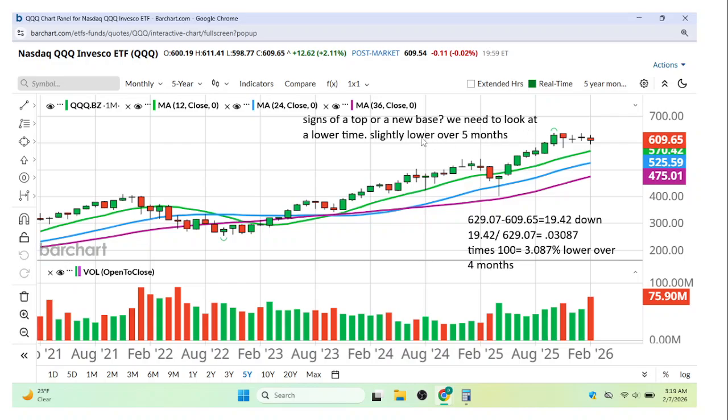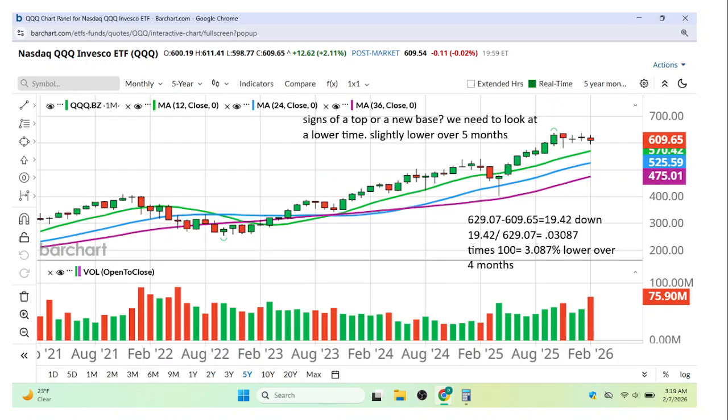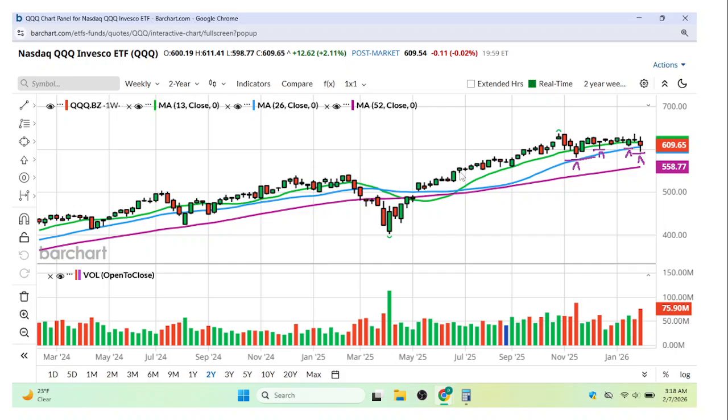So we need to look at a lower time frame, I think, to get some more information, and maybe even look at some of the valuations within this index. But it has been slightly lower over the past 5 months. So when we look at a different time frame, here's a weekly time frame, right? This is a monthly time frame.